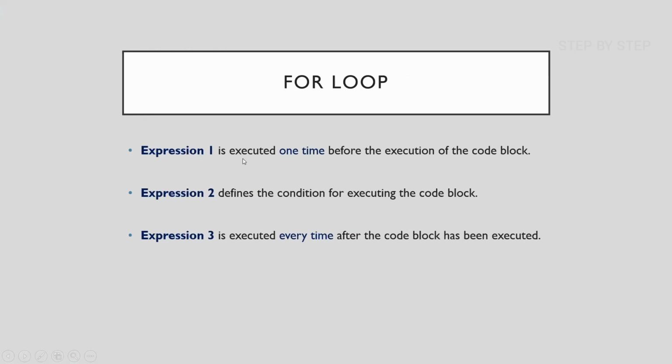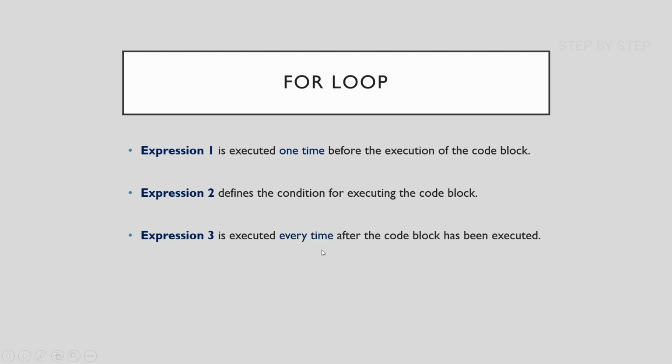Inside for loop, expression 1 will be executed one time before the execution of the code block. Suppose I have given any value, basically it is for initialization. Using that value, whatever I am having inside the curly braces will be executed. Then expression 2 will define the condition, like whatever value I have given, the second expression will be the condition for that. Once we see practically, you will understand.